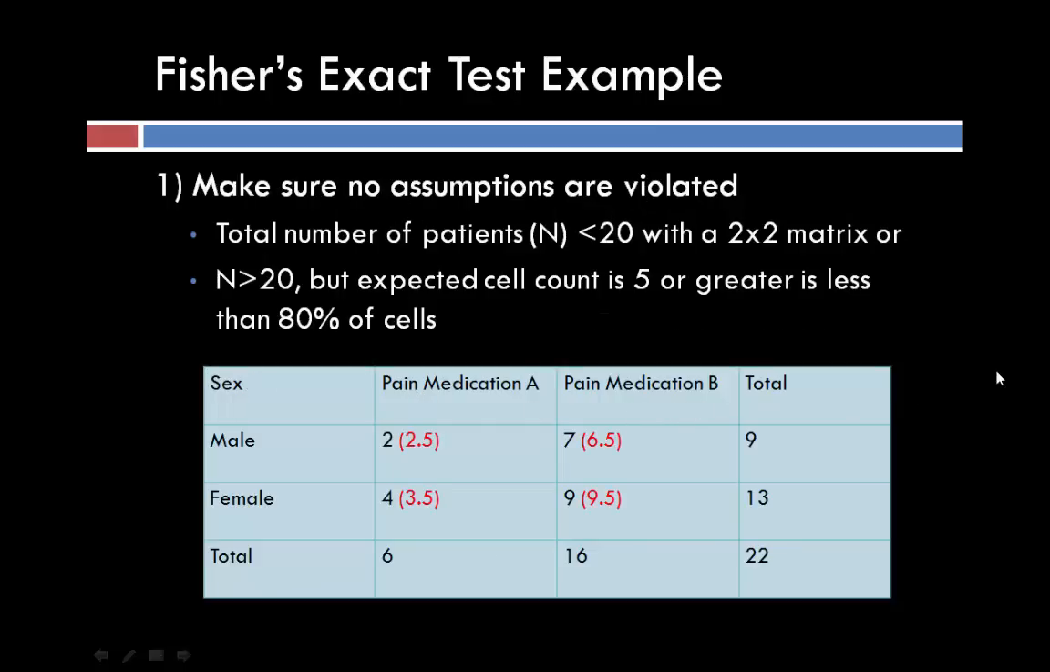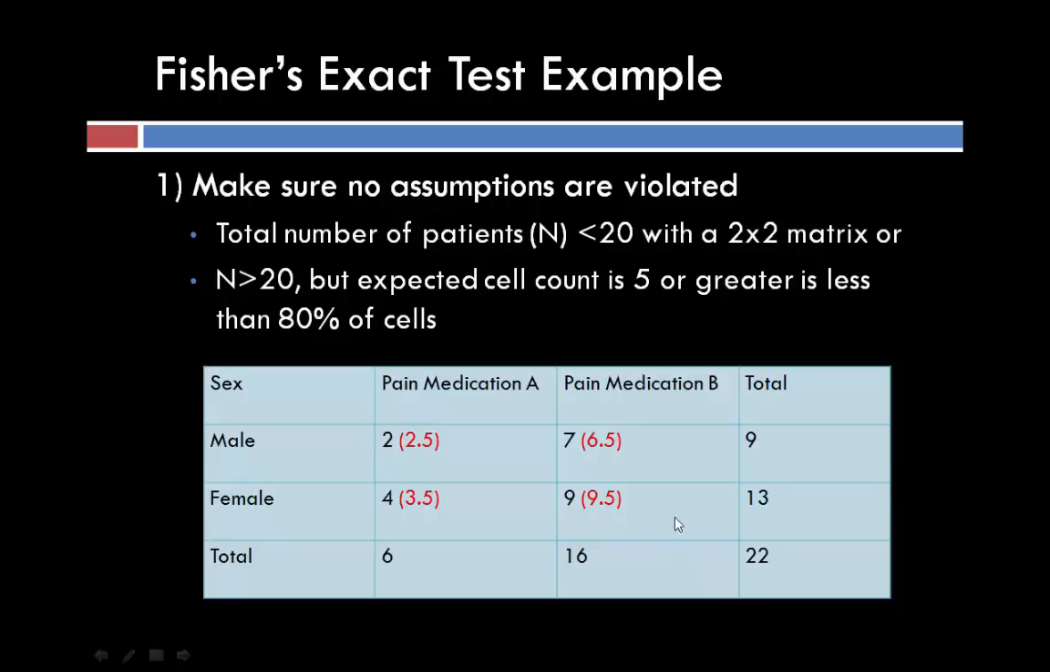So to begin with, we want to make sure that no assumptions are violated. The two that we look at for Fisher's exact are right here. So total number of patients is less than 20 with a 2x2 matrix. We have 22 patients here, so this isn't the case. Or we have an n greater than 20. That's what we have here. But the expected cell count is 5 or greater in less than 80% of the cells.